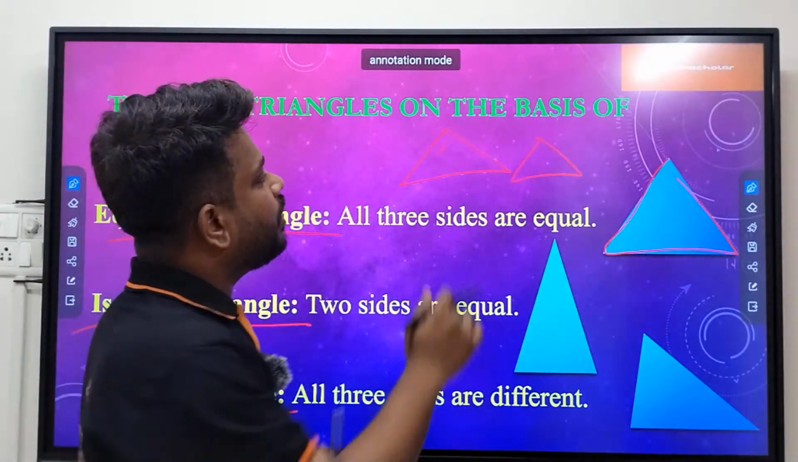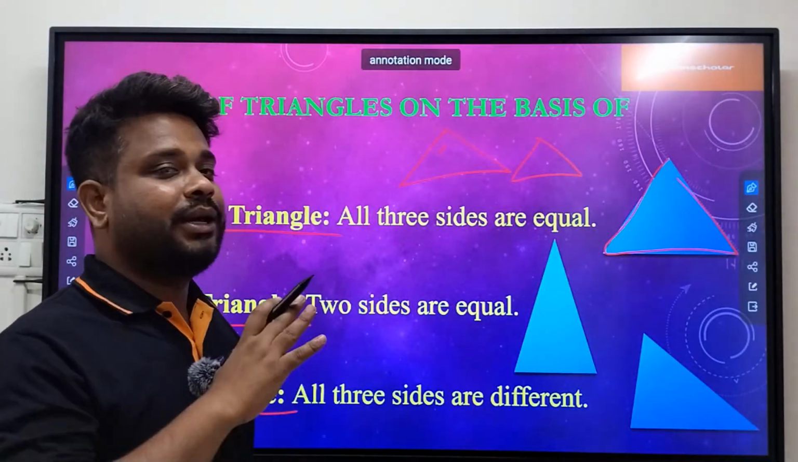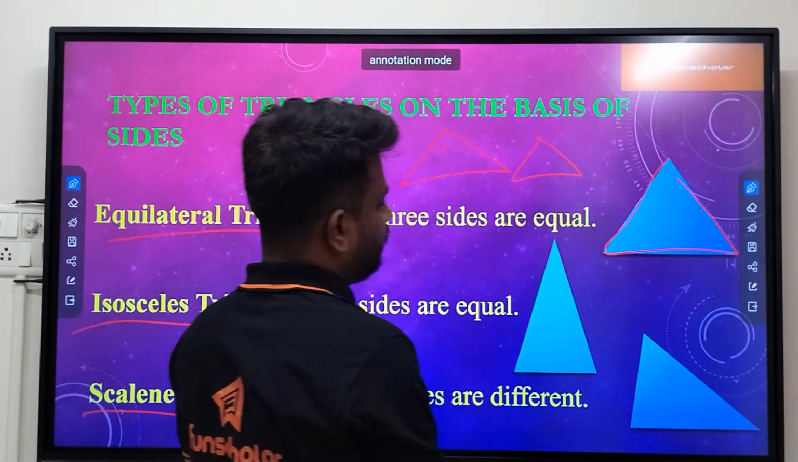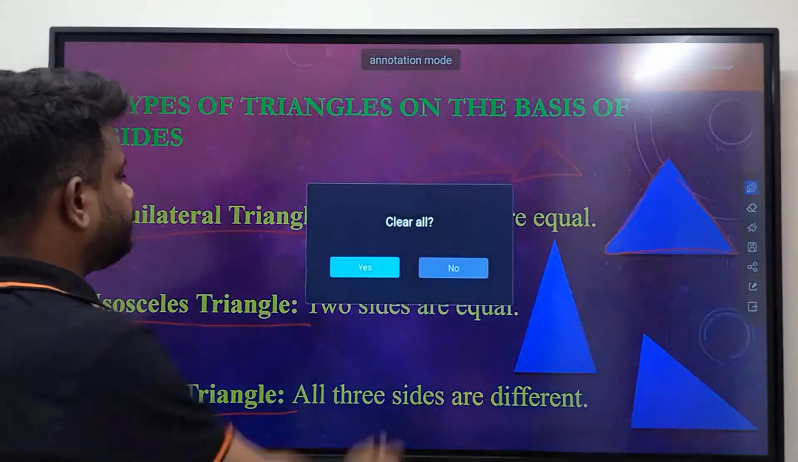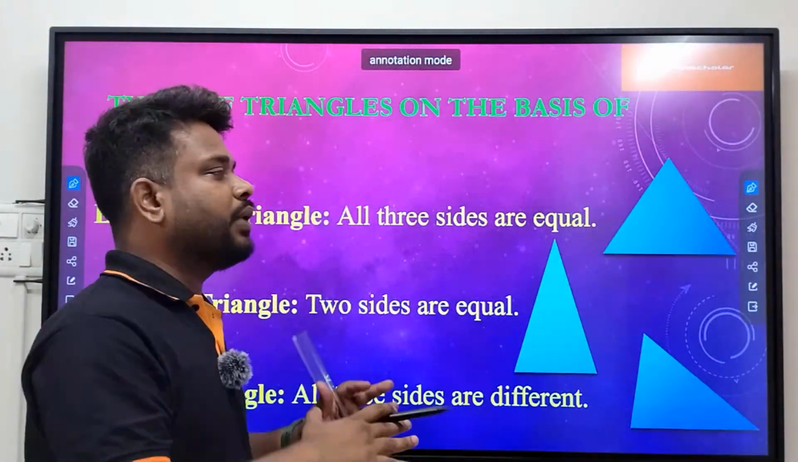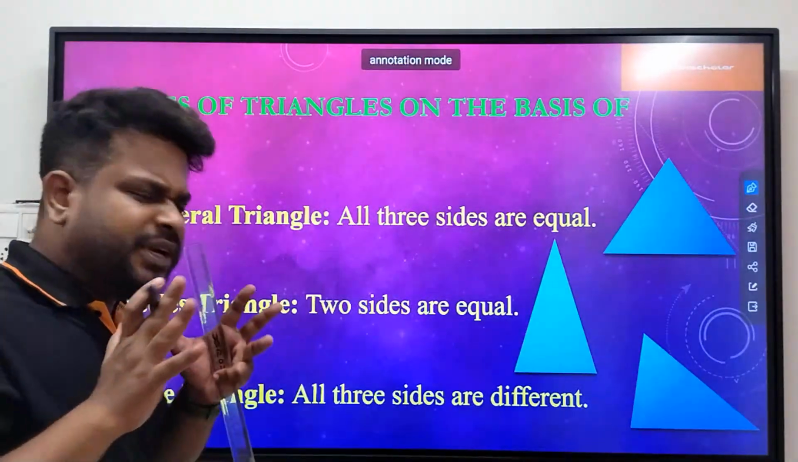I am not talking about the angles, or about how you can draw it, but you can measure it and all the sides are equal, right? So this will be called an equilateral triangle. We will further discuss how we can draw it, but the measuring is pretty simple.